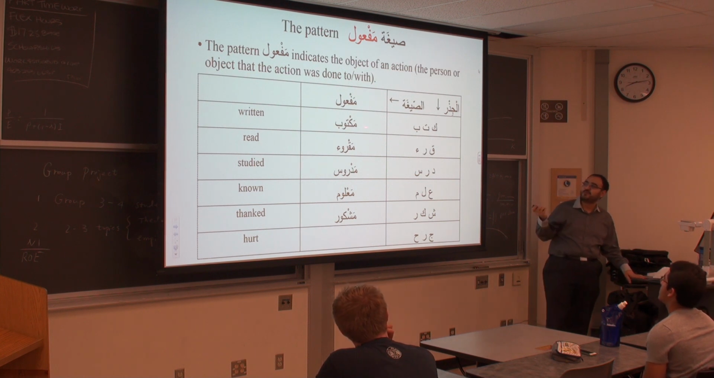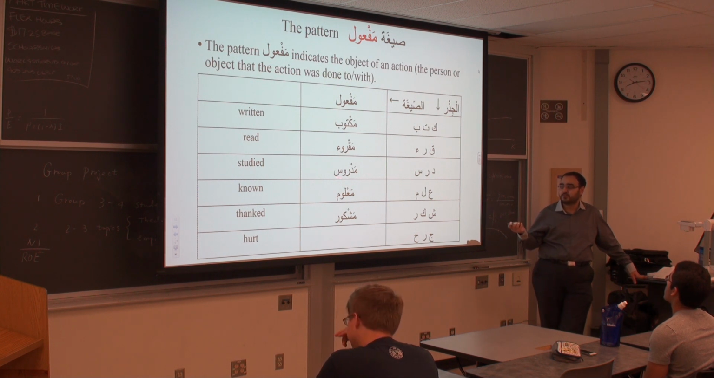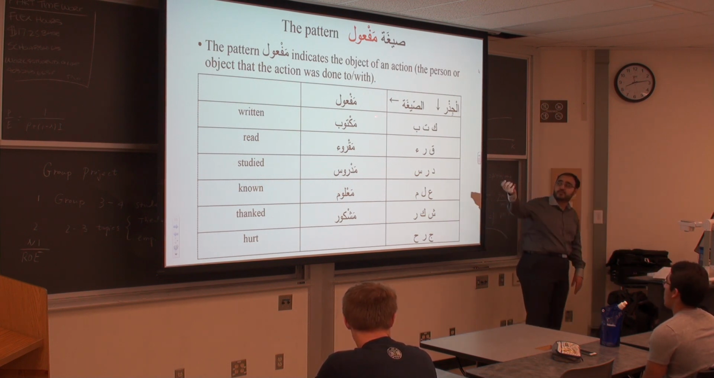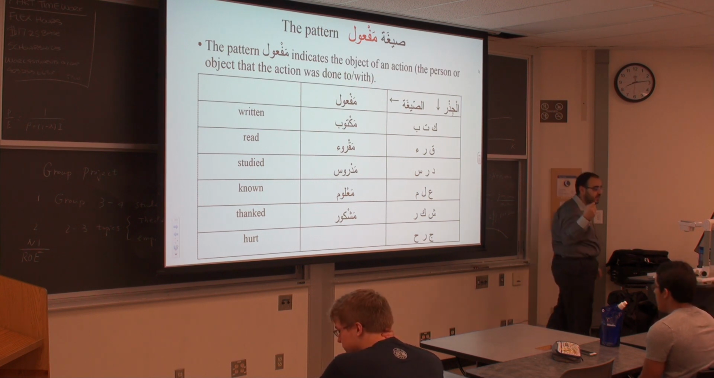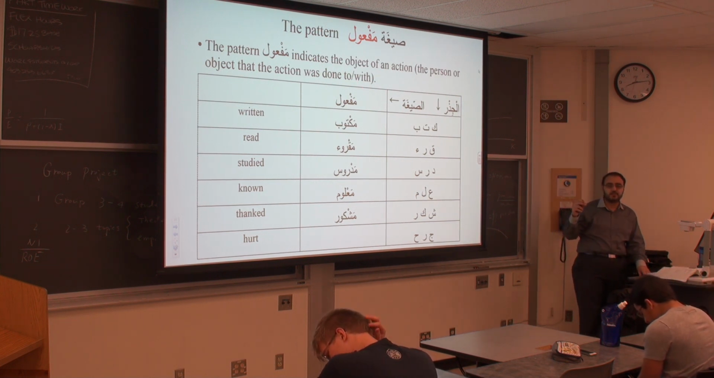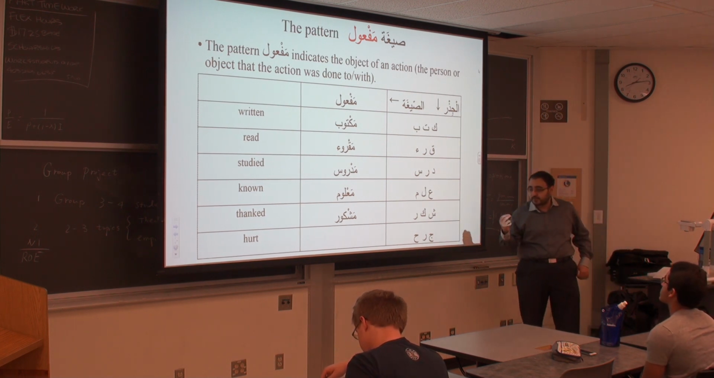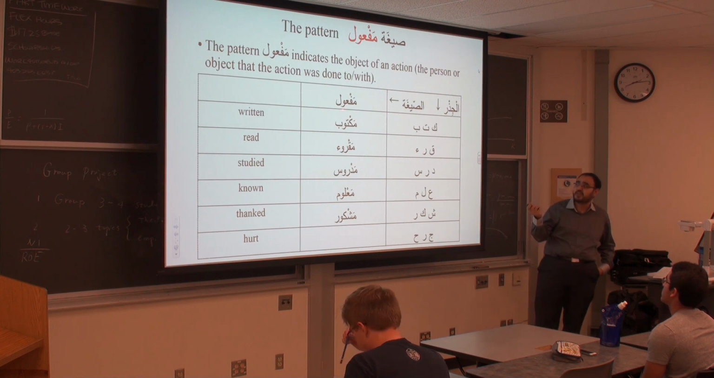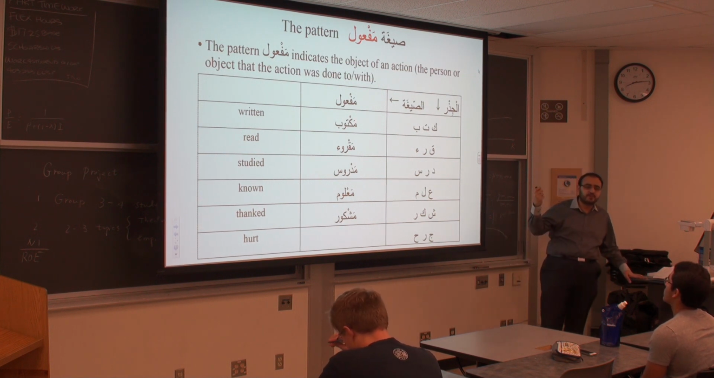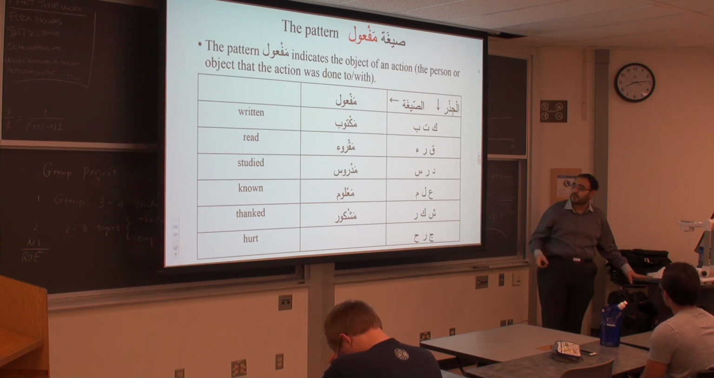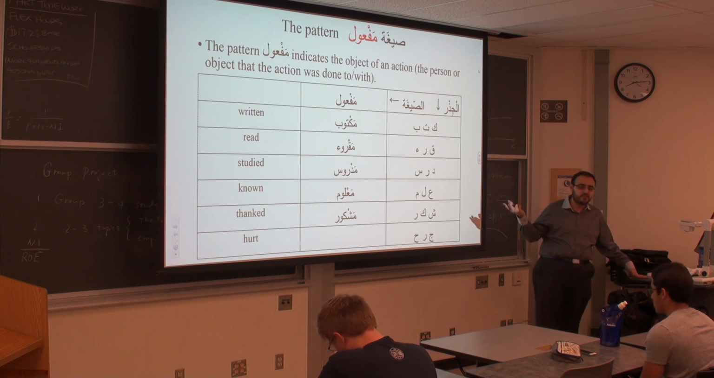So مكتوب, it will be the written, مقروء, the read, مدروس, the studied, معلوم, the known, مشكور, the thanked, مجروح, the hurt. So this pattern مفعول will always indicate the object that the action was done to, or done with, whether a person or a thing. So when you say maktub, this may be talking about a letter, or a book, or anything that is written. We're talking about makru, same thing.